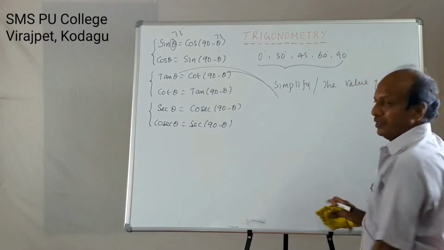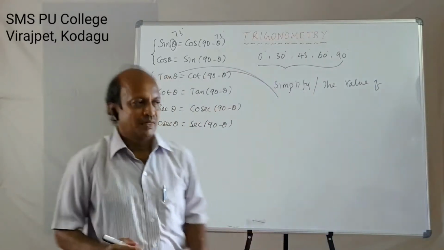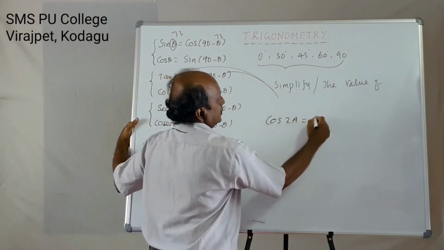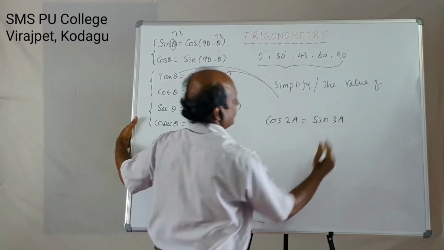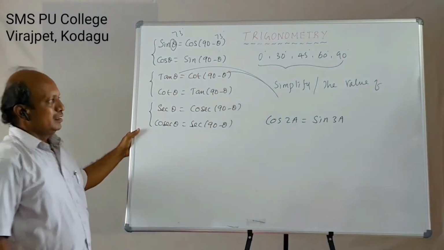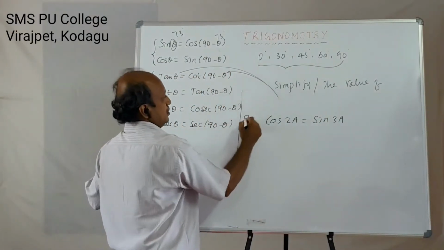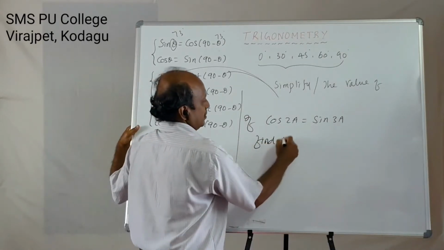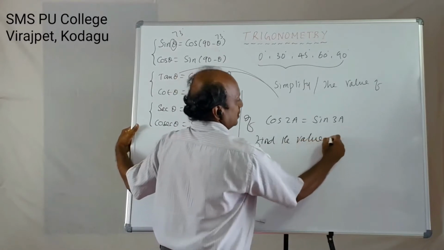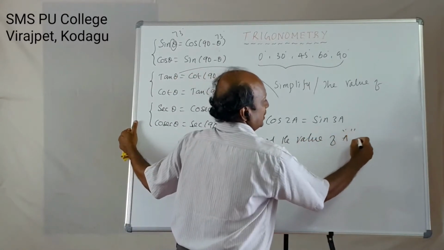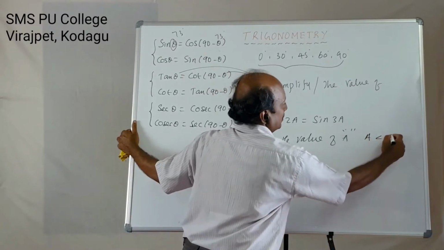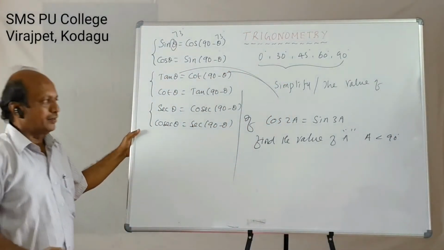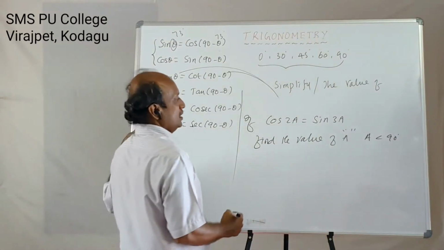Now I told you I am going to use alphabets. For example, cos 2A is equal to sin 3A. What is given? If cos 2A is equal to sin 3A, find the value of A, where A is less than 90 degrees. That means A is an acute angle. A is less than 90 degrees.